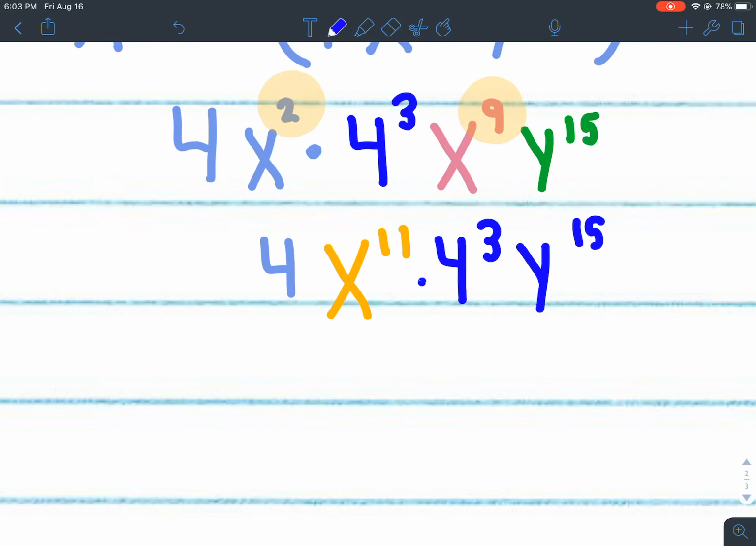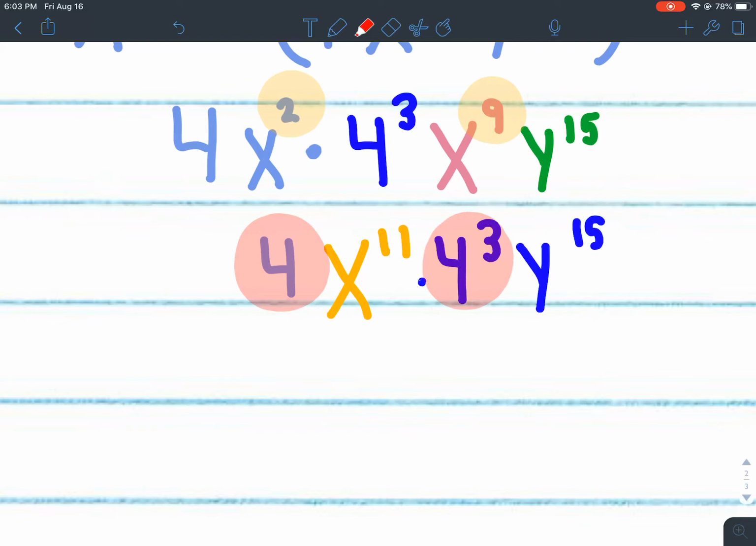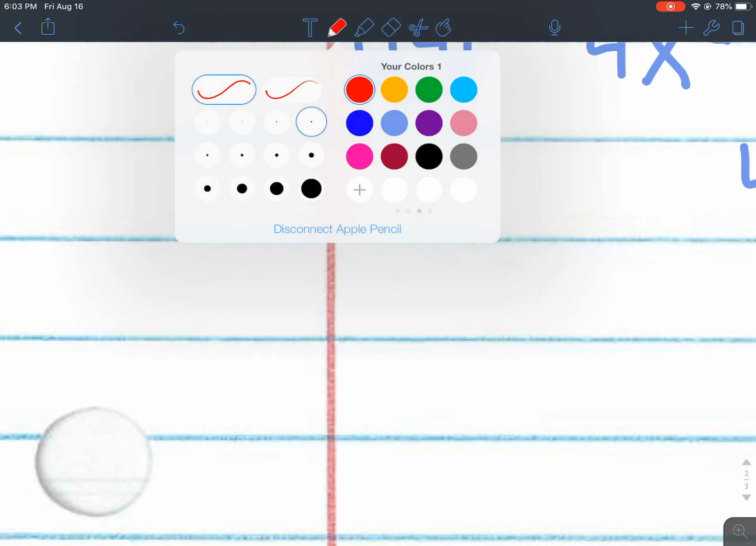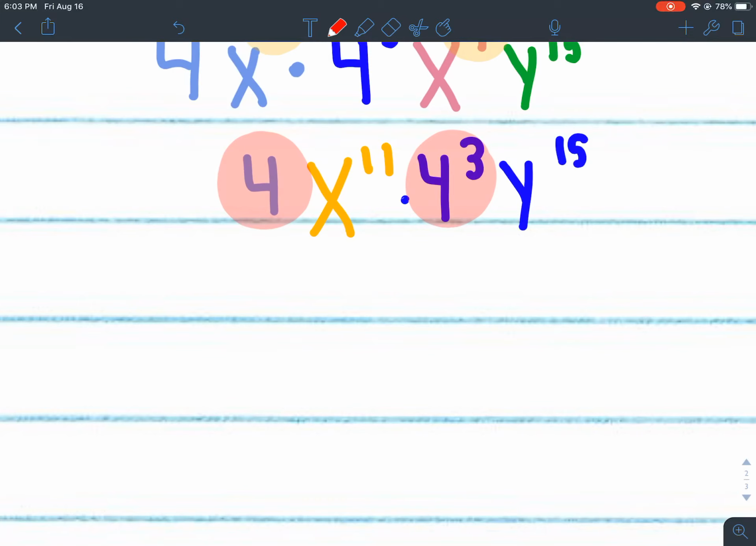So I've combined those. Also, I see that I have common bases of 4. My 4s are common bases. So I have a 4 here and I have 4 cubed here. So how many 4s are really being multiplied together? I have 1 over there and I have 3 over there. I really have 4 times itself 4 times, right? Because I have 4 here and then I have 4 times 4 times 4. So I really have 4 of them.